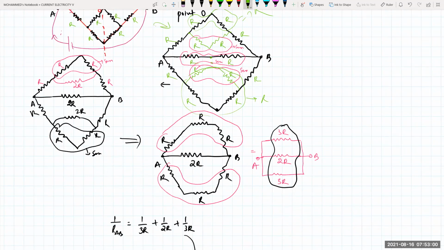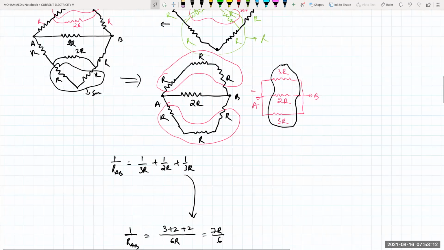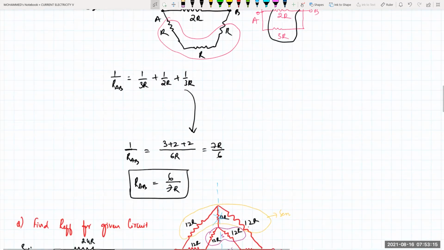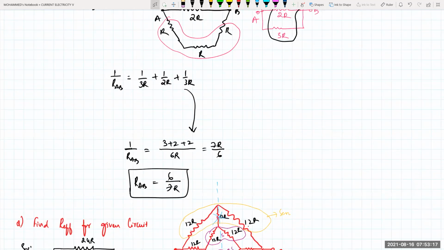So this above one is R, R, R. This is R and R. This above one is nothing but 3R. Middle one is R plus R, 2R. And the last one is again 3R. So everything is again in the parallel combination. So 1 by R effective between A and B will be equal to 1 by 3R plus 1 by 2R plus 1 by 3R. So take the LCM, you'll get the answer for that. Is it clear? Yes, sir.